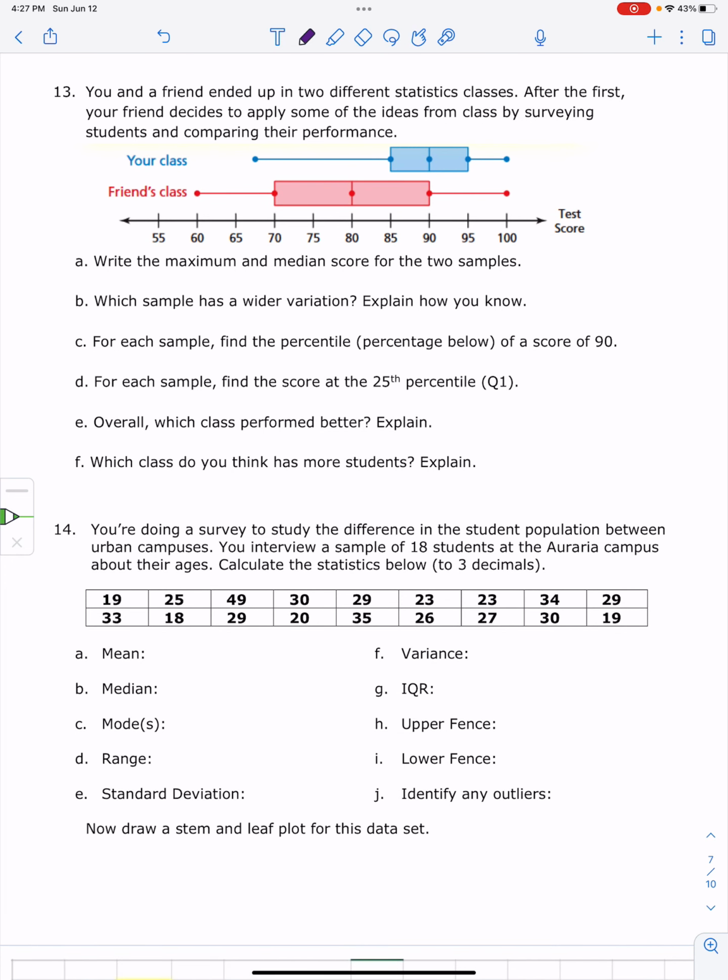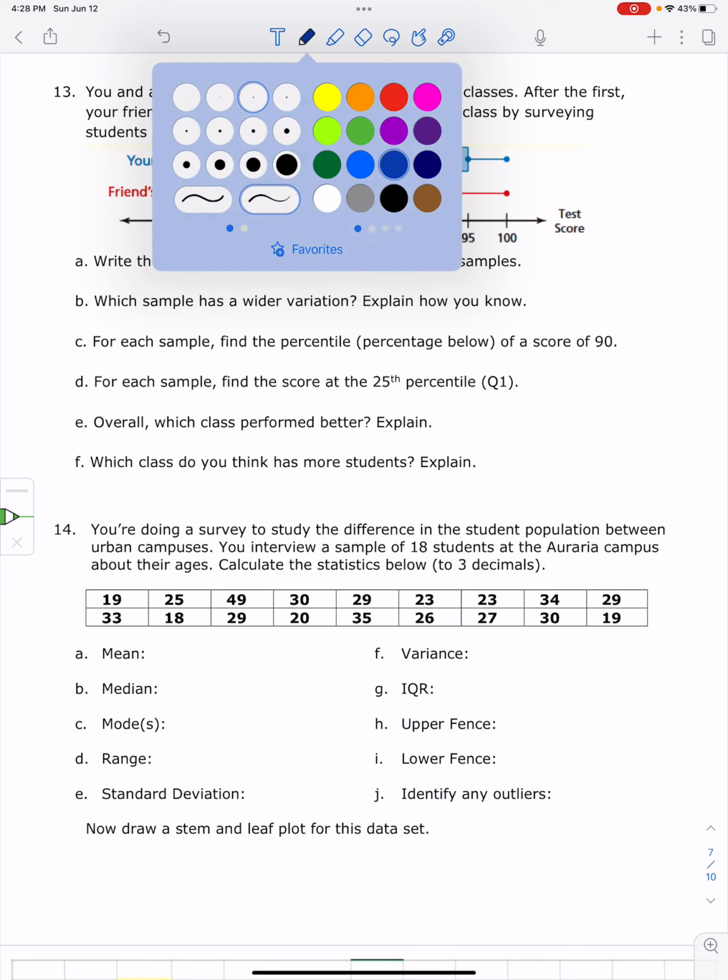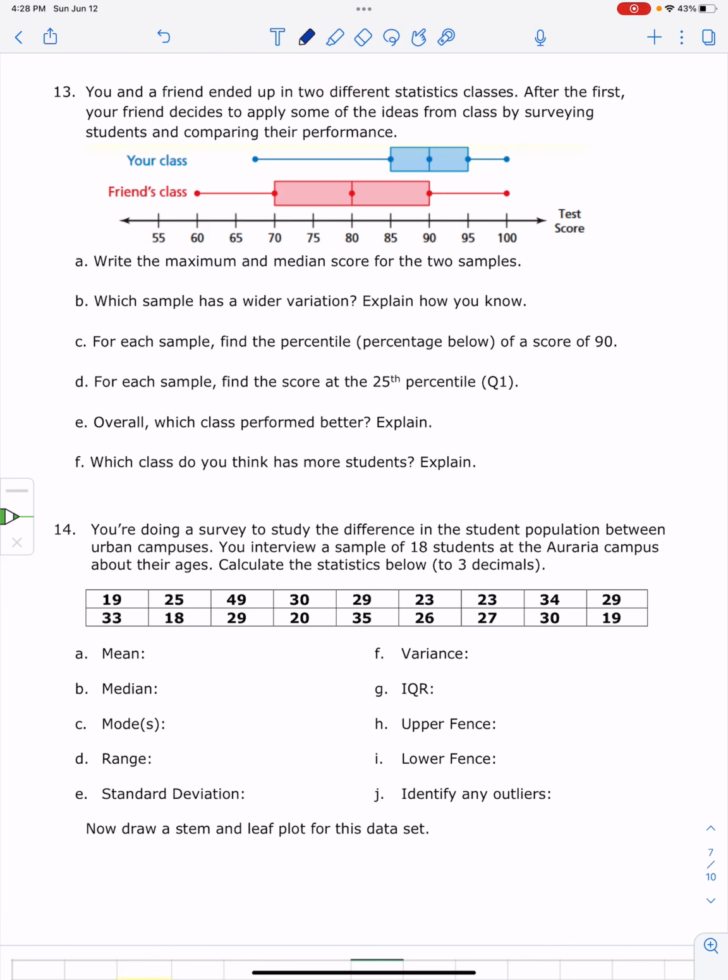This is the Intro to Statistics, Exam 1 Review, page 7. We are going to start on problem number 13, where we are comparing two box and whiskers. And we'll see if I can coordinate colors here so we can match it up. The maximum and median score for the two samples.